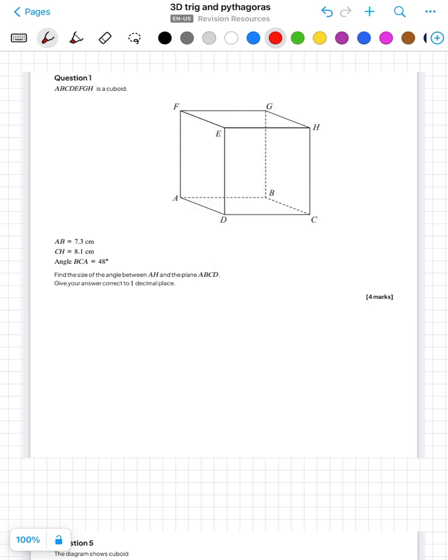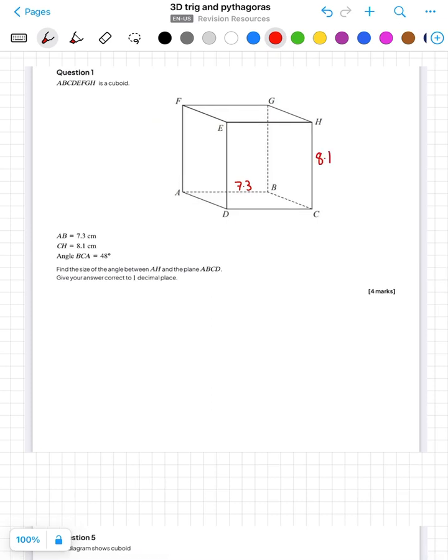The best way to look at this is through exam-style questions. If length AB is 7.3 centimetres and CH is 8.1 centimetres, angle BCA, so we're just going to draw a diagonal from C to A, that angle in here is 48 degrees. Find the size of the angle between AH, so we're going to draw that diagonal in, and the plane.